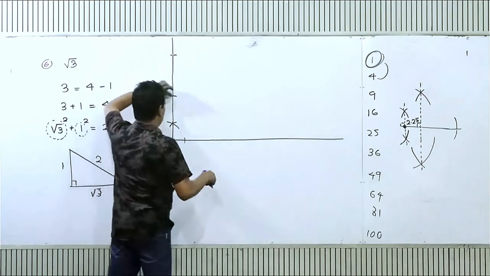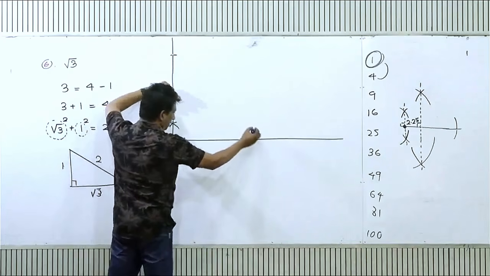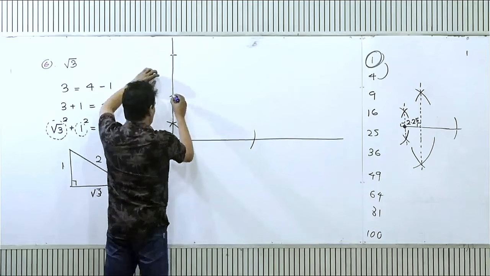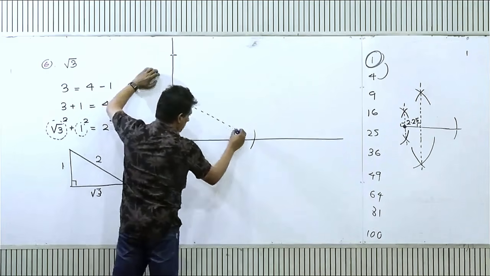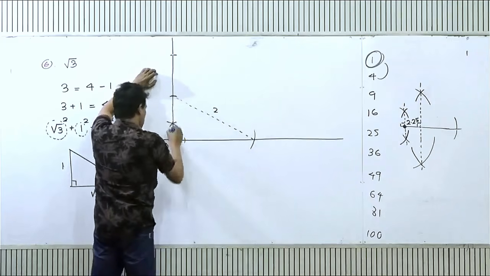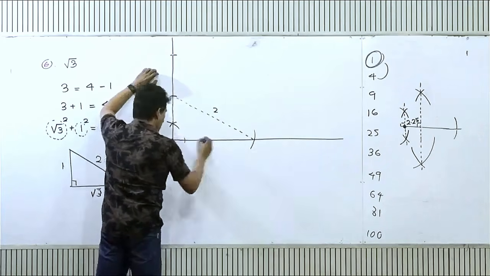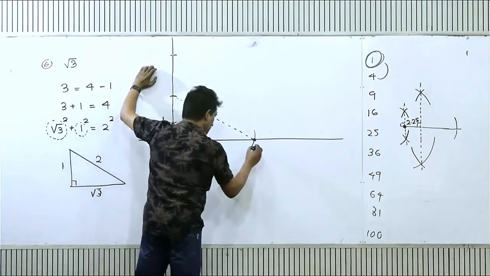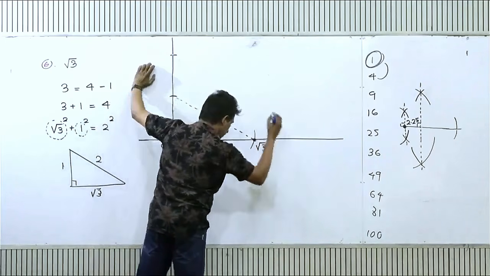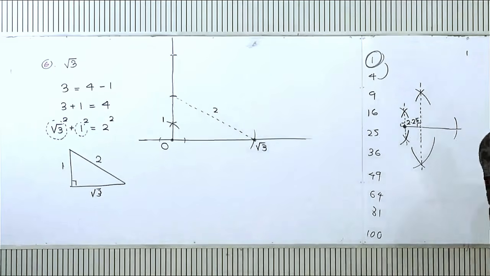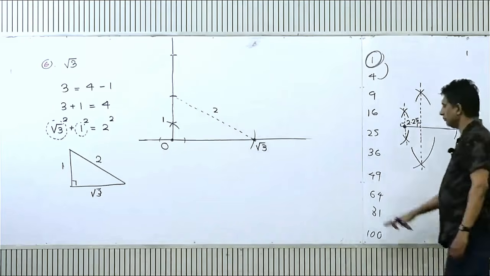Then we put the compass point here and draw an arc here. Then the distance from this point to this point is 2. This distance is 2, this distance is 1, so the distance from this point to this point is root 3. That means this point denotes positive root 3 on this real number line. This is the way.